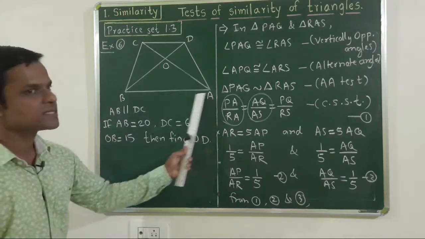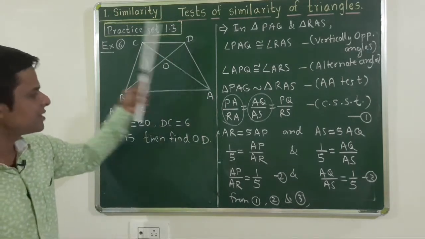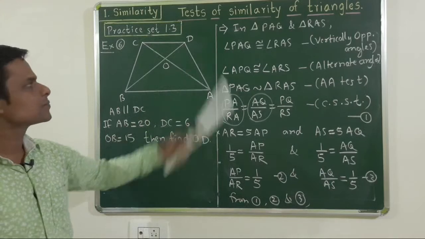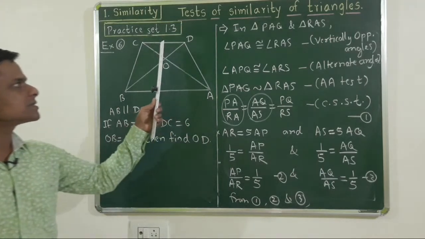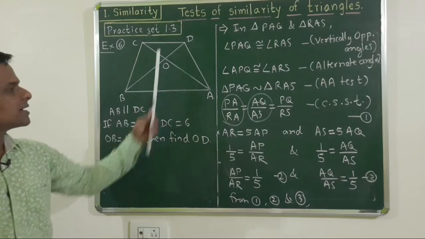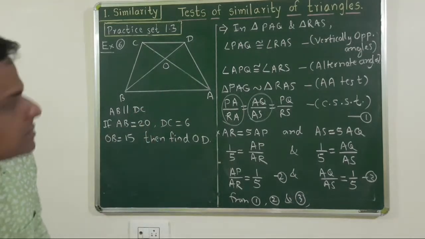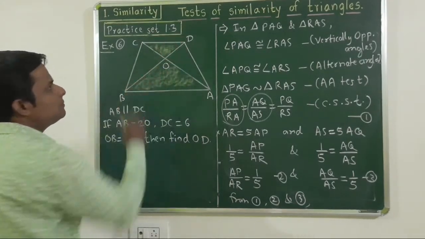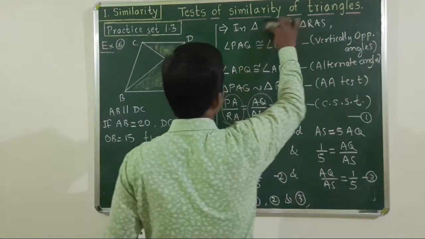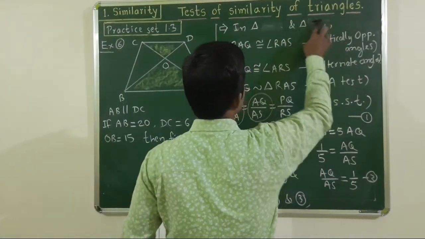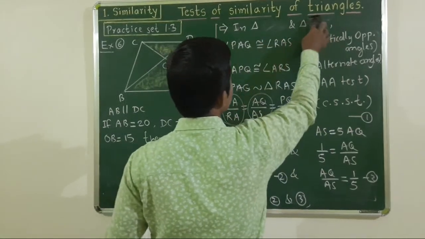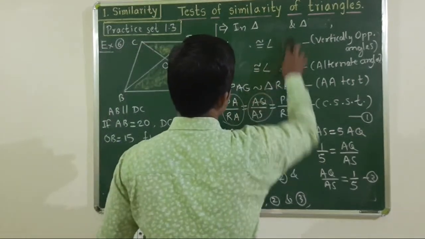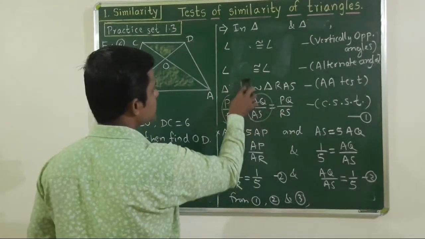See which values are given. AB is given as 20, DC is given as 6, and OB is given as 15, and we want OD. It means we have to prove the triangles containing these two sides as similar. We have to prove these two triangles similar. I am not going to write all these answers. I will just guide you to write this answer. The pattern will be the same.